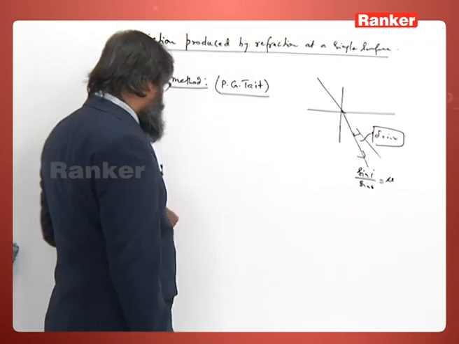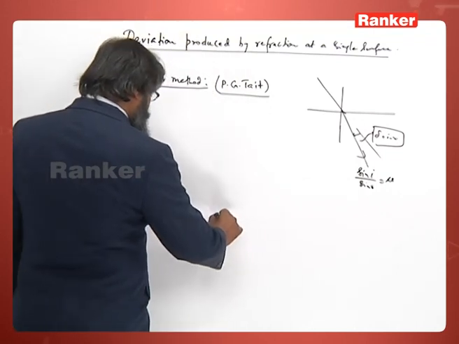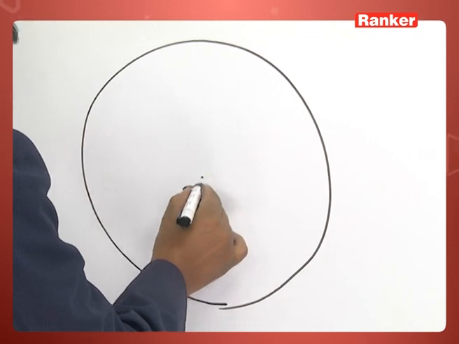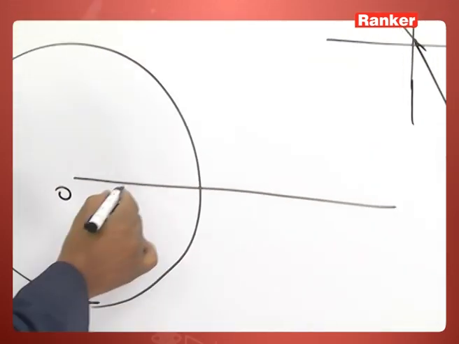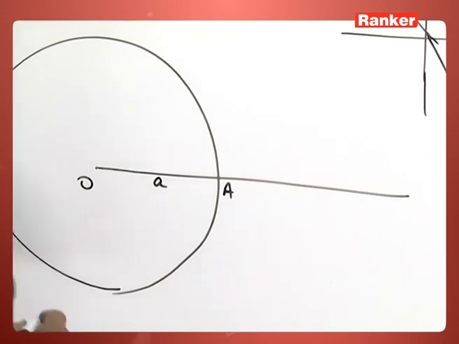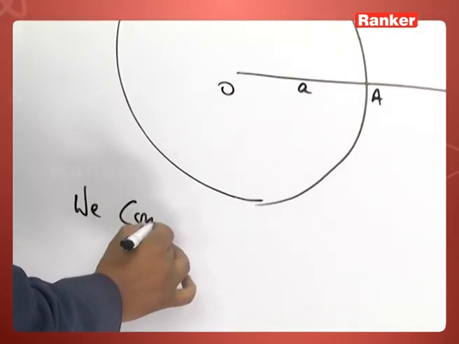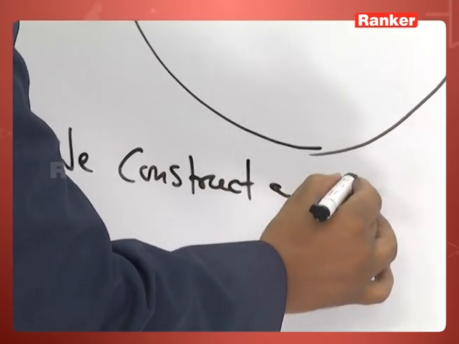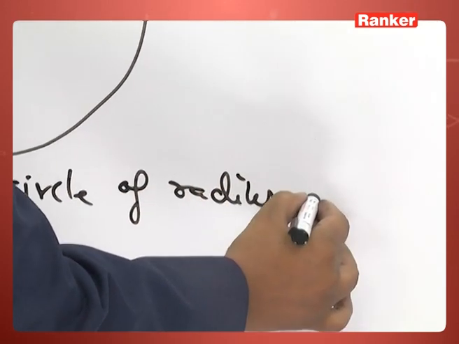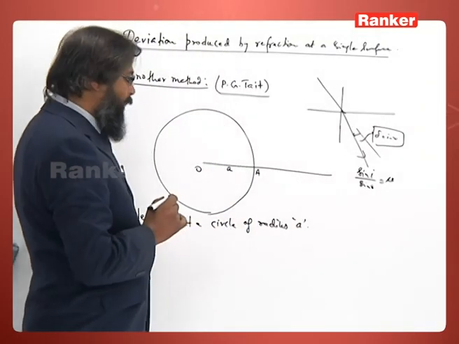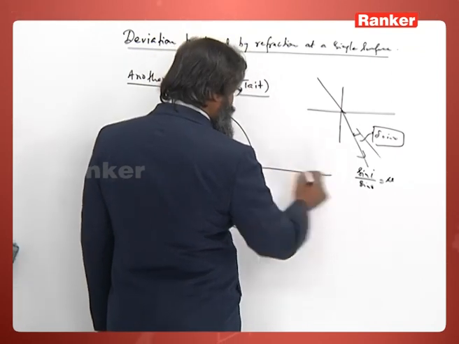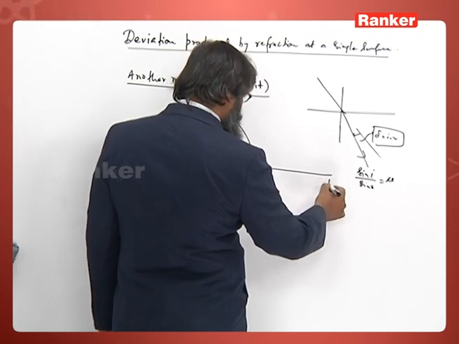Let us study this. So, what we have to do? We construct a circle with center at O and radius A. Suppose this is A and this is A. So, we construct a circle of radius A with center at O. Now, we join O to any point B with a straight line.